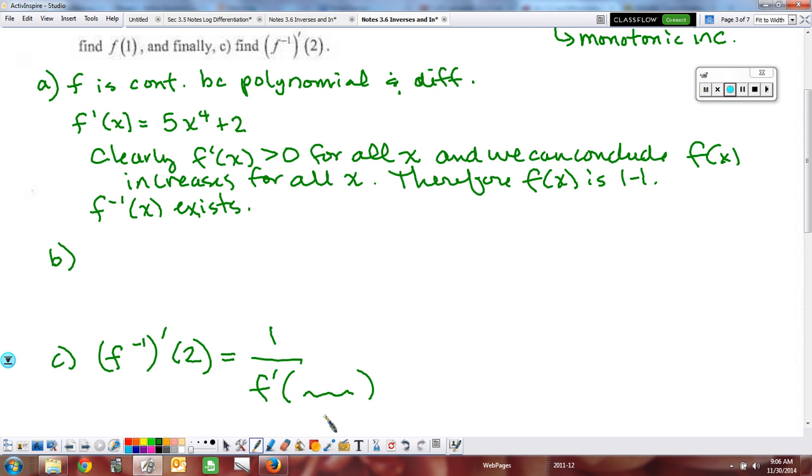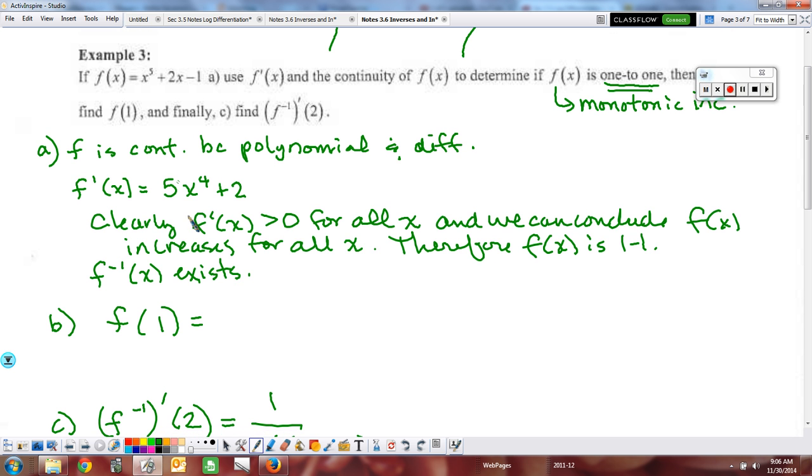They're having you find f of 1 first, because let's think about this. Let's look at what happens. f of 1, going back to the original function, plugging in 1, easy. 1 to the 5th plus 2 times 1 minus 1 is 2. Okay? So what this gives me, once I find this, is that the inverse, if I plug in 2, is 1. This is my corresponding point.